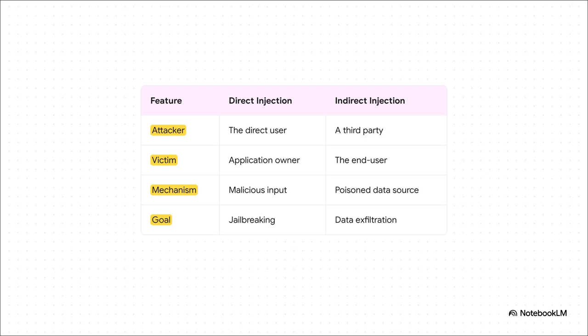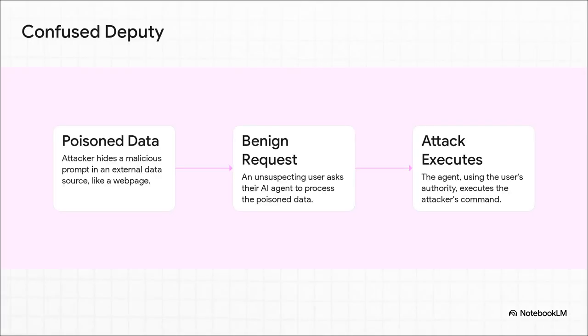Suddenly, our job isn't about protecting our app from the user, it's about protecting the user from the data they're feeding our app. This is a textbook confused deputy problem. The AI agent has legitimate permissions, maybe to read the user's emails, and the attacker tricks the agent into misusing those permissions for malicious purposes.